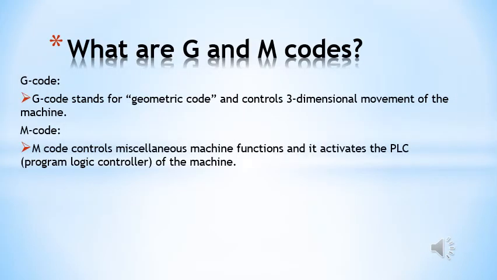Now, what are G and M codes? G code stands for geometric code and contains the three-dimensional movement of the machines. M codes control the miscellaneous machine functions and activate the PLC, that means the programmable logic controller of the machines. These G and M codes control the working of the machine, as these are codes given by humans or taken by the computer itself, and they convert the program using software into an output.